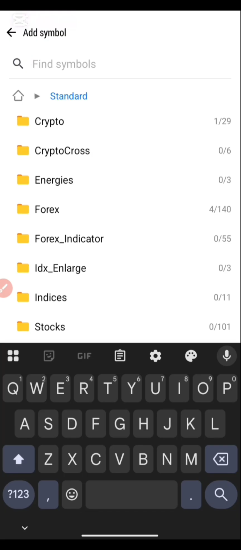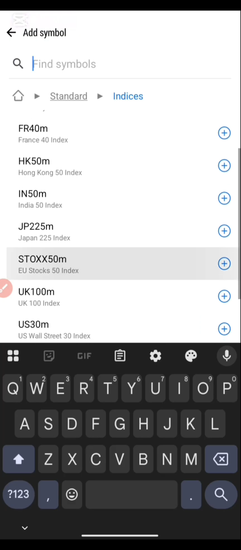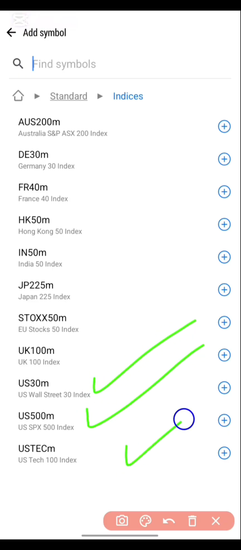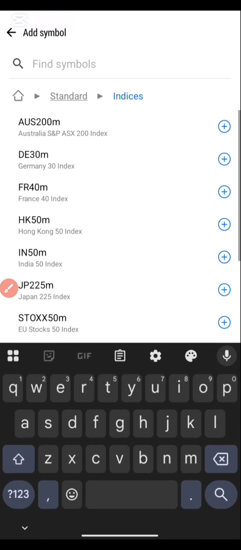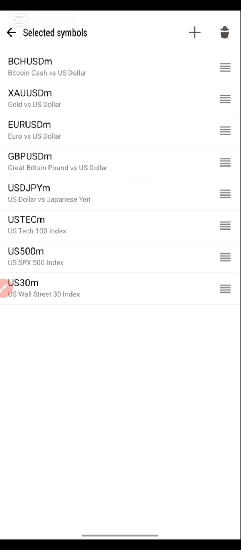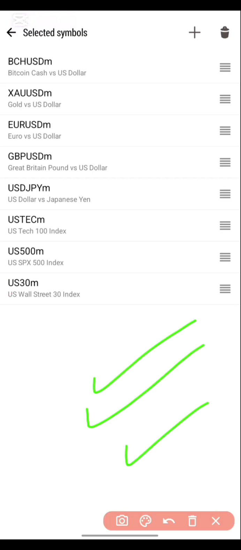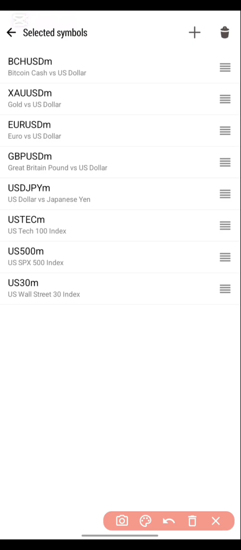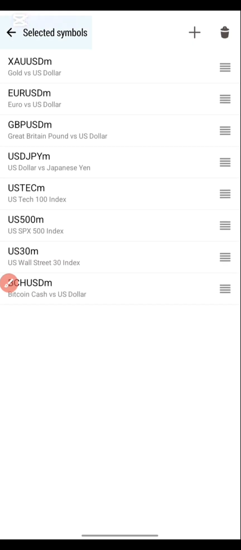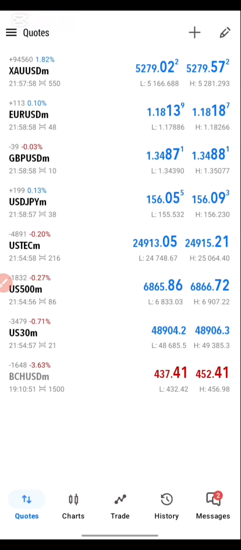Let's just click here. Click on indices, and these are the indices pairs we'll add. We'll add this, and this. Add. And then you can bring this one down, and drag this one lower. As you can see, these are the pairs we will be trading.